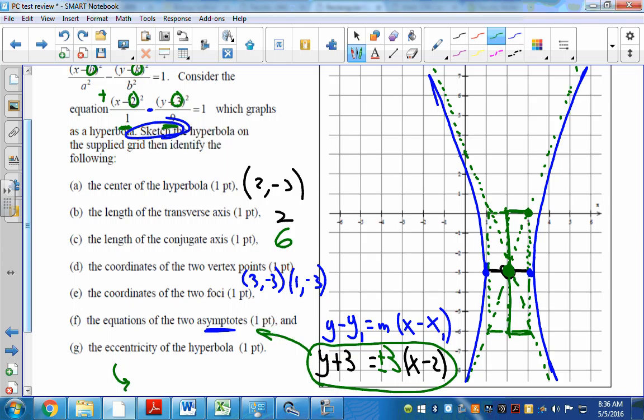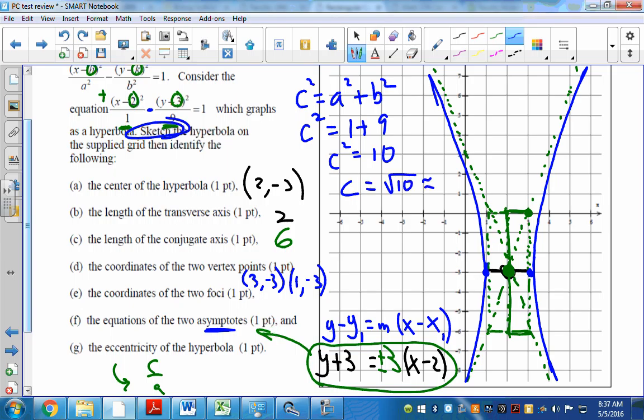Eccentricity is, again, c over a by definition, and the equation for the focal distance of a hyperbola, c squared, is a squared plus b squared. So for our problem, c squared is 1 plus 9, c squared is 10, and c is the square root of 10, which is about 3.5. It's probably closer to 3 than 4, but let's say 3.5. And so that will be our focus distance.